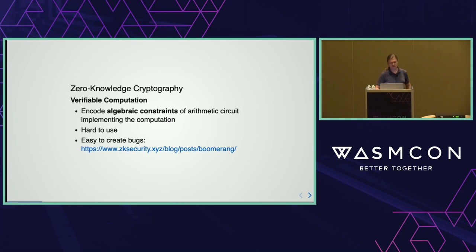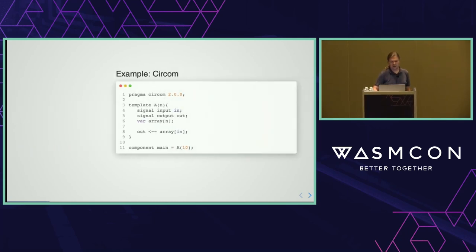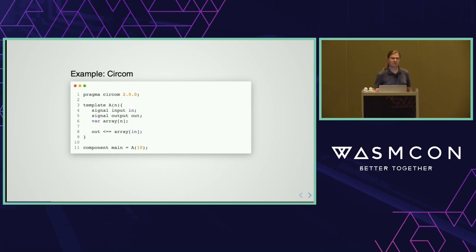These are very hard to use, and it's very easy to create bugs. For reference, there's a little blog post from friends of mine talking about this. So here's a little example in the language that defines a little arithmetic circuit. We have an input, an output, and a variable defining an array. And we're trying to get out a value from an array depending on what came in the input.